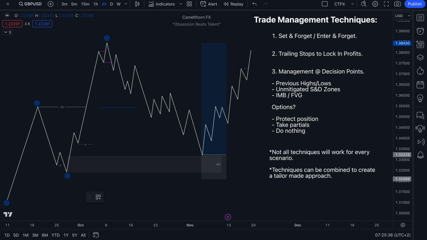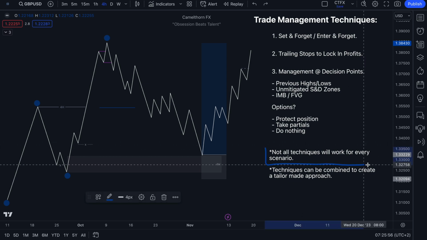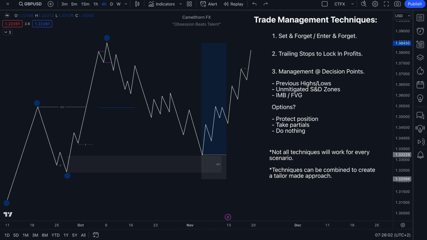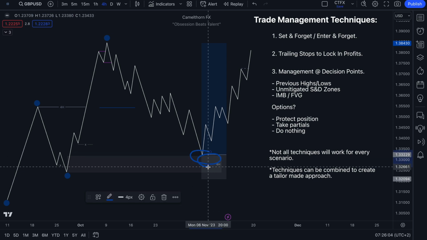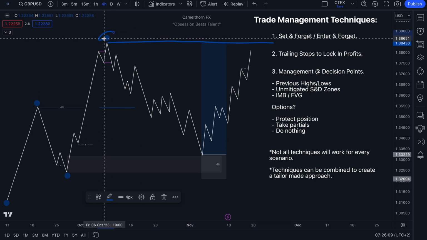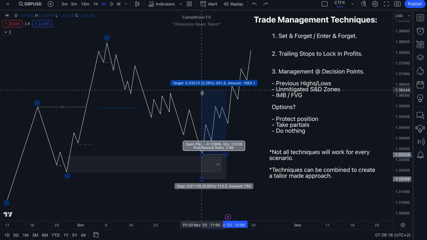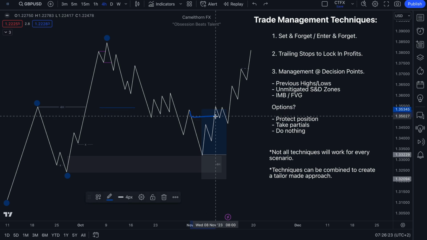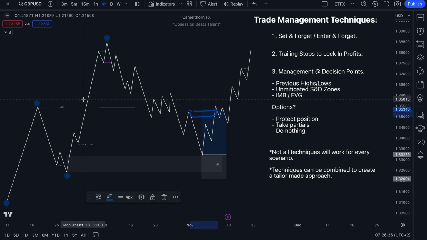And this brings me on nicely to something very important that you need to understand when it comes to implementing these trade management techniques. Number one, not all trade management techniques will work for every scenario. Let's just say, for example, that you're looking to get involved in this area in here, but instead of having your full TP all the way up here at this perceived weak high, let's just say that you have your take profit target placed at this high in here, right?